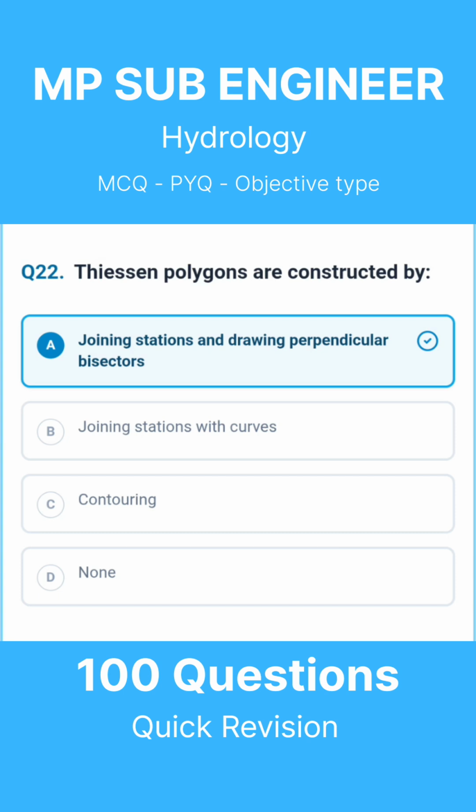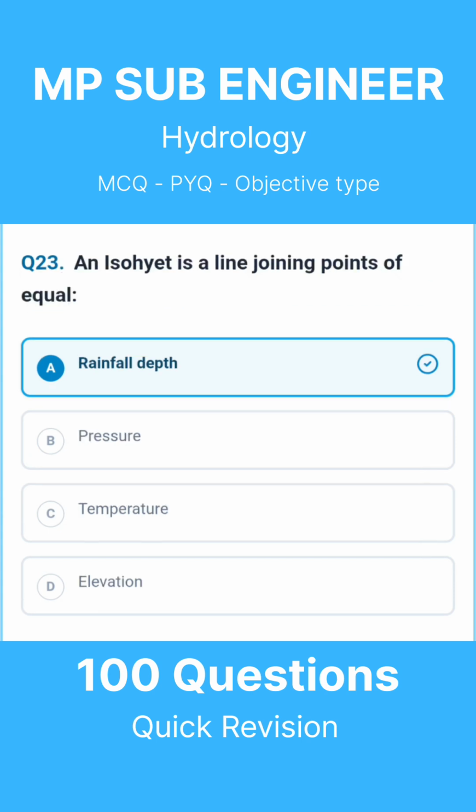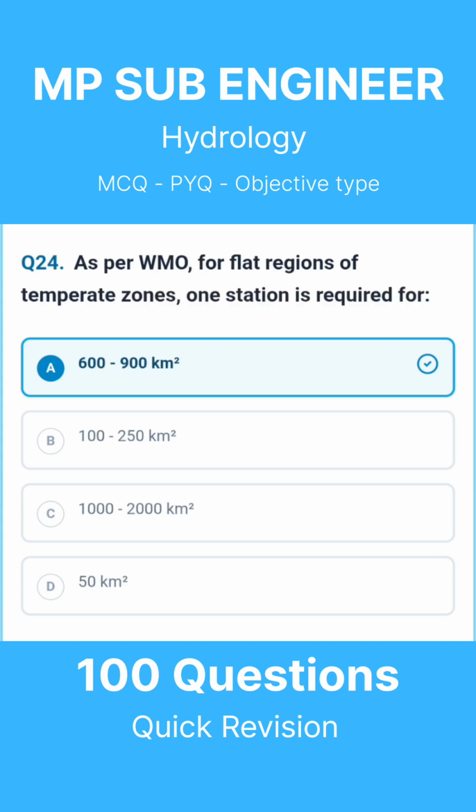Question 22. Thiessen polygons are constructed by. The correct answer is joining stations and drawing perpendicular bisectors. Question 23. An isohyet is a line joining points of equal. The correct answer is rainfall depth. Question 24. As per WMO, for flat regions of temperate zones, one station is required for. The correct answer is 600 to 900 square kilometers.